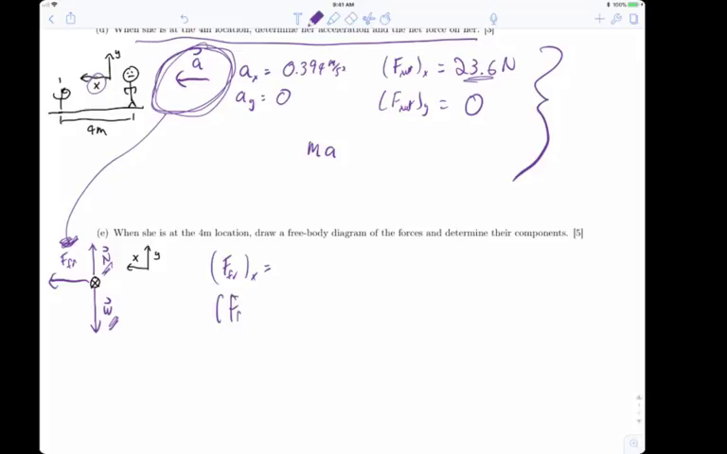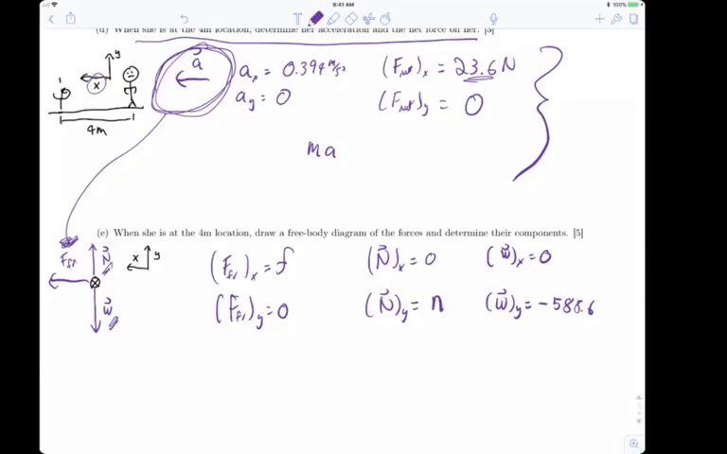F friction in the y is equal to 0. Normal force in the x is equal to 0. Normal force in the y is equal to the unknown value. Weight in the x is going to be 0. Weight in the y is going to be 9.81 times 60 minus 588.6. I don't know how big this is, so I'm going to put an F. I'm going to lay everything out this way.